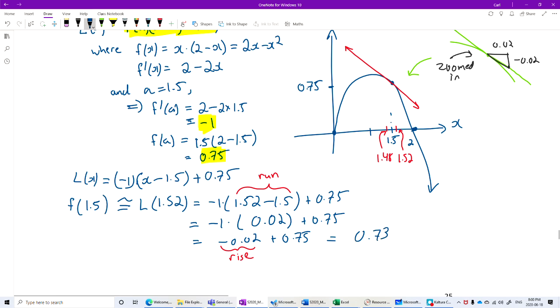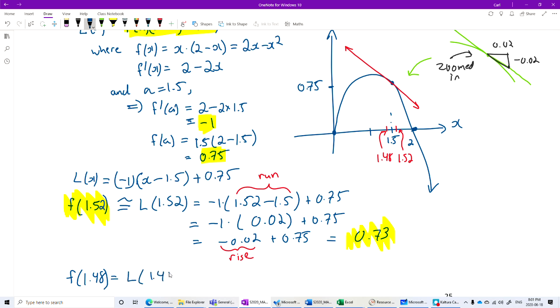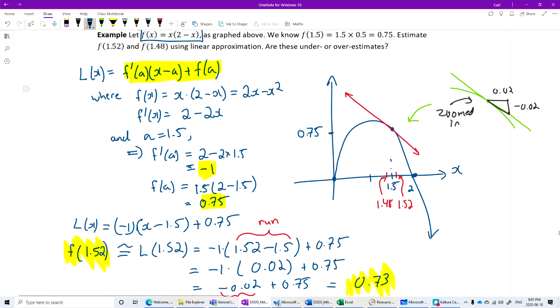0.73. So what I've just found is that f of 1.52 is approximately 0.73. Now let's do the other side. f of 1.48 is L of 1.48. So now what's happening is I'm going the other way here. I'm going from here and doing a triangle that goes the other way. So I'm doing a run of negative 0.02, so it's going to be the same rise going the other way.